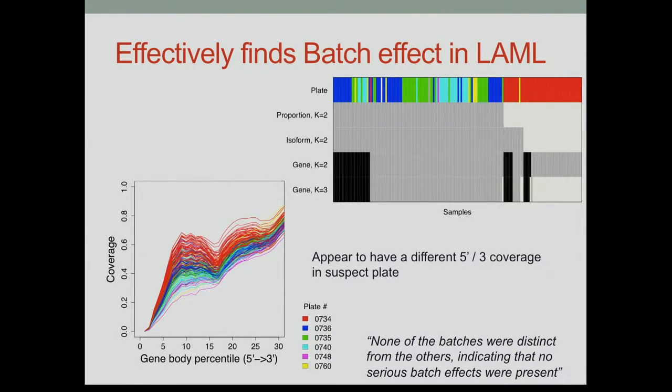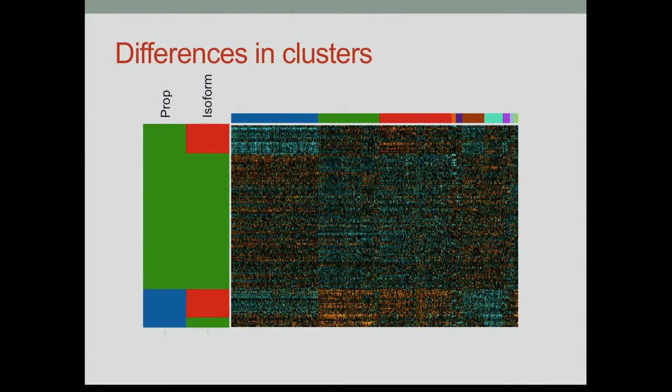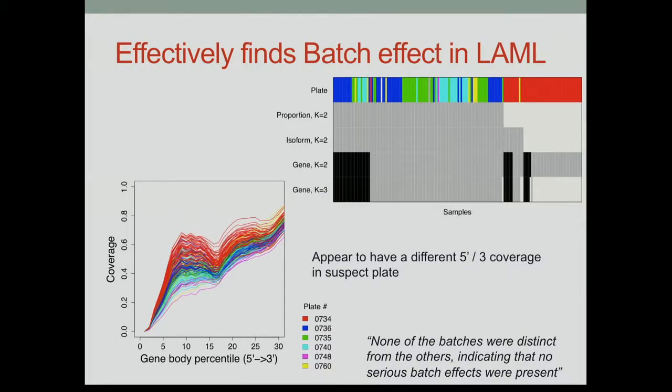So does this have anything to do with alternative splicing? Well, maybe. In fact, if we look at the 5' to 3' coverage, that suspect plate looks very different from the others, which could really affect your isoform estimation procedures if you have a different kind of coverage. This was not reported in the AML, but we have some question marks because I think they did some kind of batch correction. So that's a gold standard of a sort. It's not very interesting, but at least it seems to work on large scales in that setting.